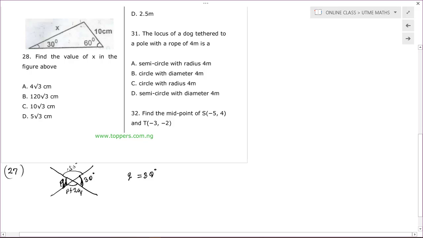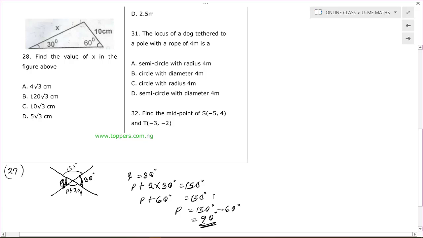Here is 150 degrees. So it means that this angle P plus 2Q, instead of 2Q now, we add 2 times 30 degrees, is equal to 150 degrees. That is, P plus 60 degrees is equal to 150 degrees. Then we can say that P equals 150 degrees minus 60 degrees, and that's equal to 90 degrees.